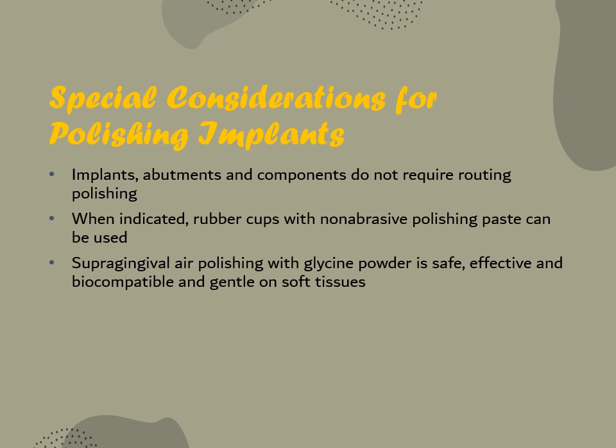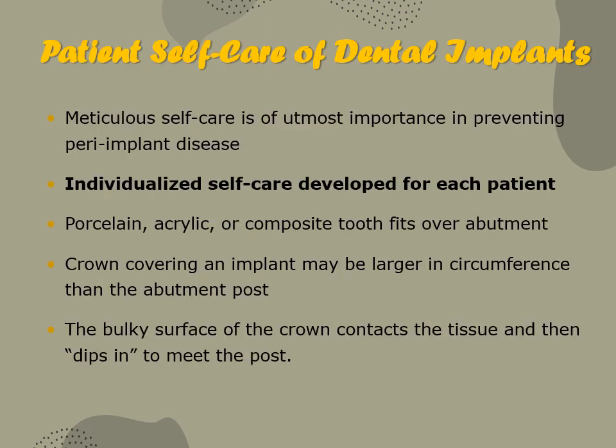The important thing here with the supragingival air polishing is that you don't direct the air coming out with the glycine powder down into the sulcus, right? Because you don't want to do that. So you're going just across the gingival margin and kind of through the interproximal space. You are not directing it apically.